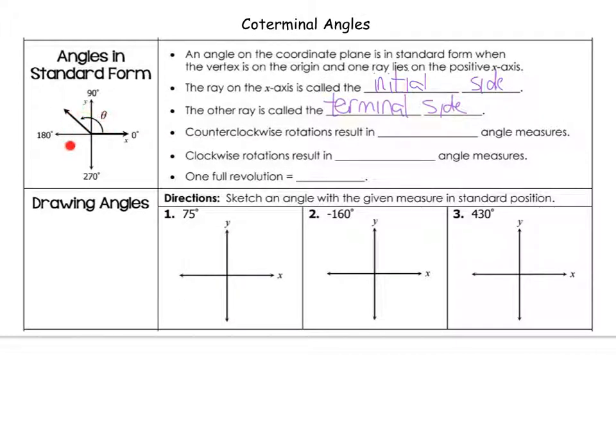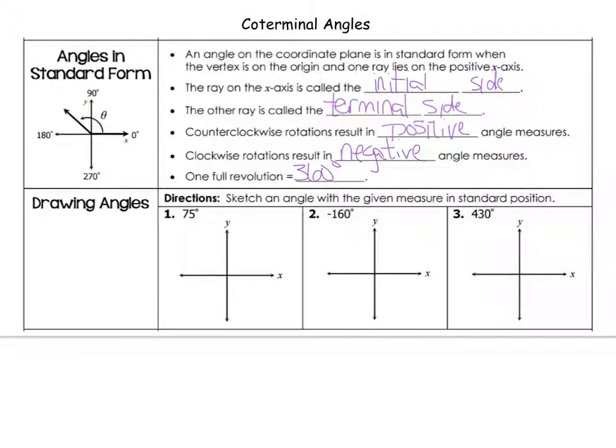If we are going counterclockwise, that is going to give us positive angle measures. If we go clockwise, if we go the other way, that's going to give us negative angle measures. And as you would already know, if you go one way all the way around, you will have gone 360 degrees. So that means that each quadrant gives us 90 degrees. So 90, 180, 270, 360. The other way would be the negative direction.